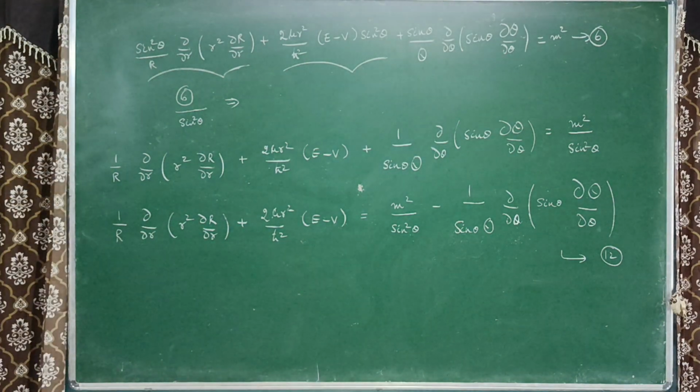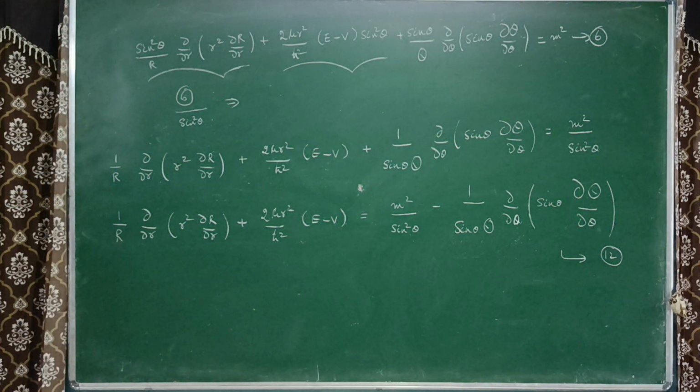See equation 12. The left hand side is expressed in terms of r, whereas the right hand side is expressed in terms of theta. This is possible only when both sides are equal to a constant, say beta.